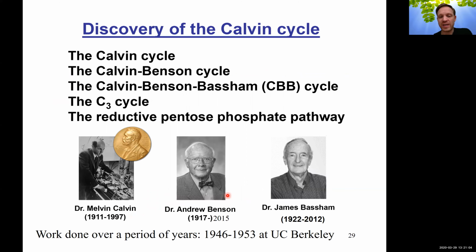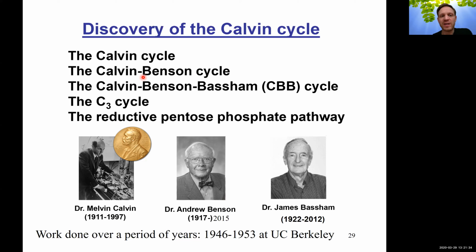The people who identified the Kelvin cycle and elucidated how it works were Melvin Kelvin, a professor at UC Berkeley at the time, and some of the researchers in his group, Andrew Benson and James Bassam. Those three were the key people who elucidated how the Kelvin cycle works. As the laboratory head, Melvin Kelvin received the Nobel Prize, and the Kelvin cycle was named after him.